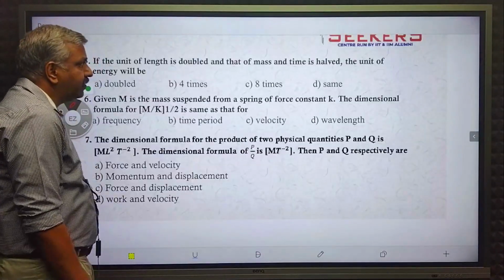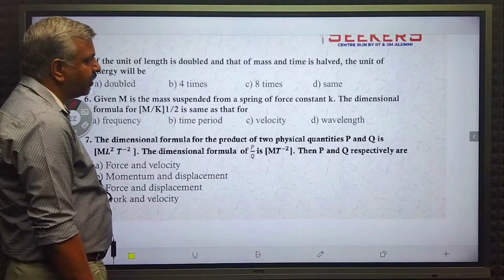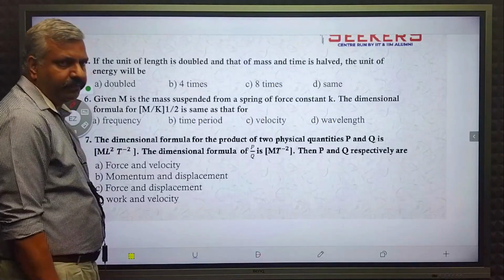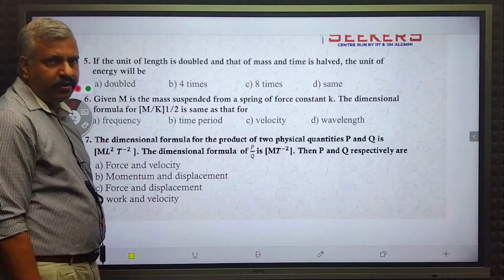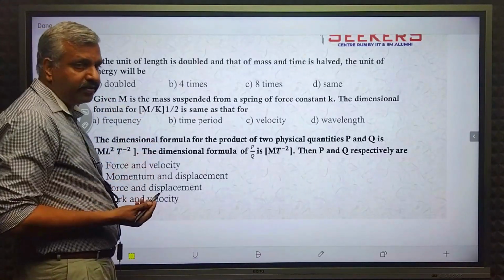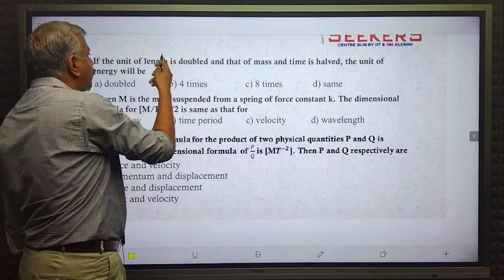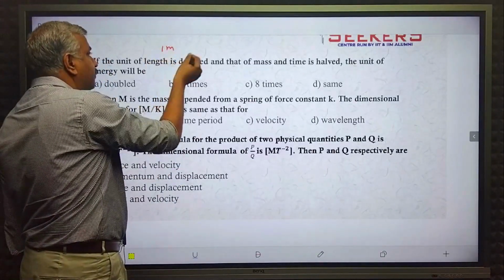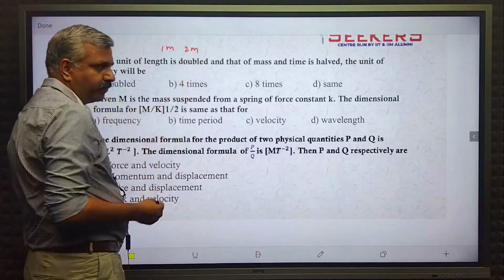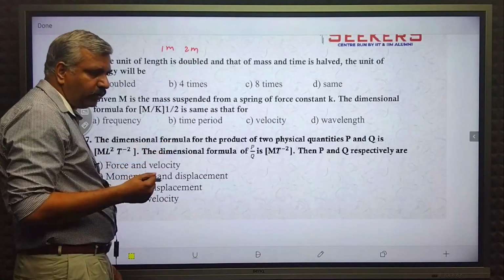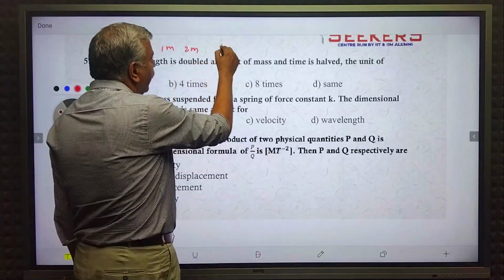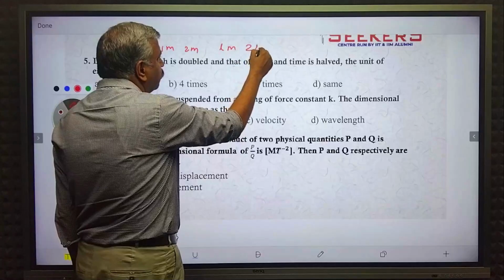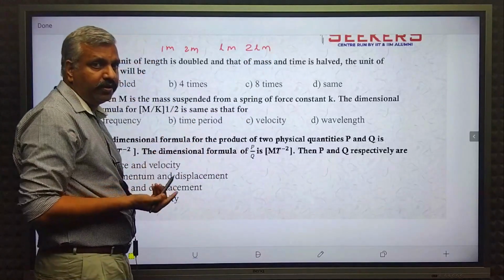If the unit of length is doubled and that of mass and time is halved, the unit of energy will be? See, this question can be assumed in two ways. Suppose the unit of length is doubled: right now you are measuring 1 meter, suppose you have measured 2 meters. Whatever you have measured, suppose you have measured L meters, now you treat it like 2L meters. So that is the meaning of the unit being doubled.